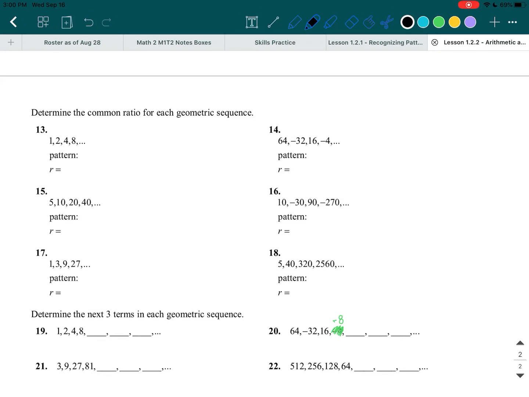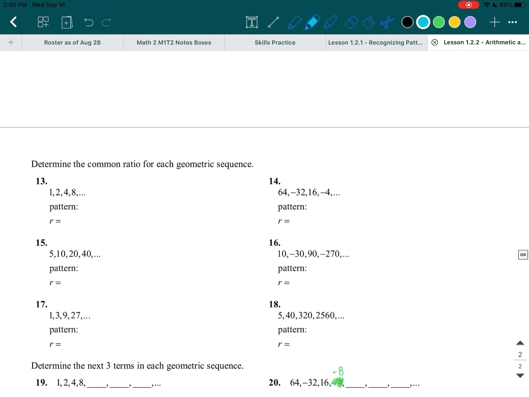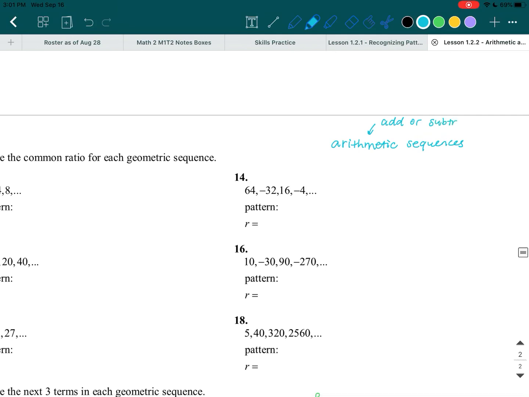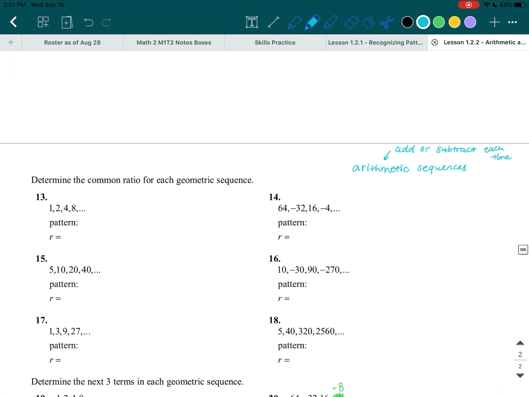All right, so we finished all of those arithmetic sequences. Let me sum it up by saying that the arithmetic sequences have a common difference, which means you add or subtract something each time. Okay, and so now let's get on to the geometric sequences.